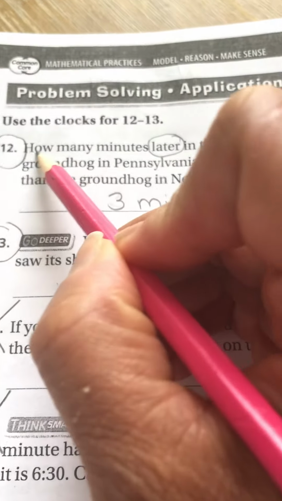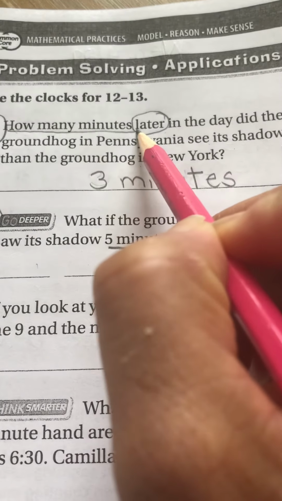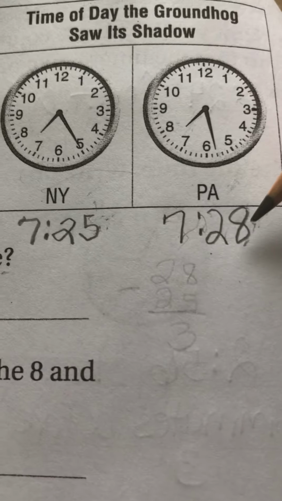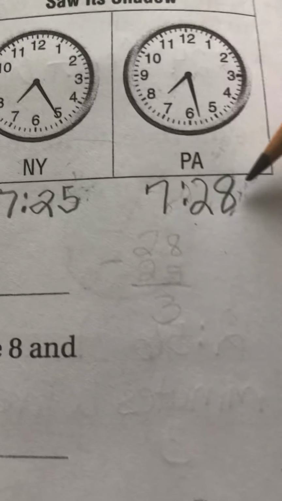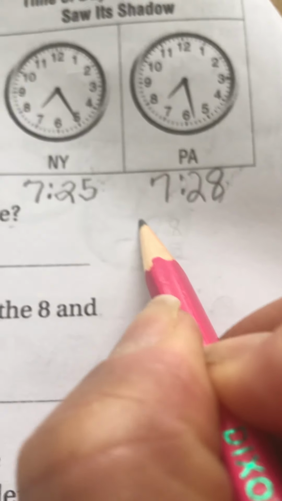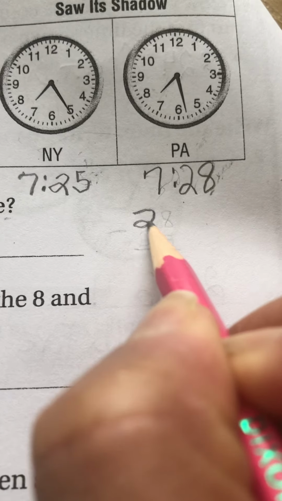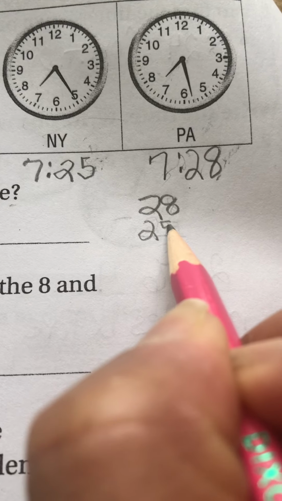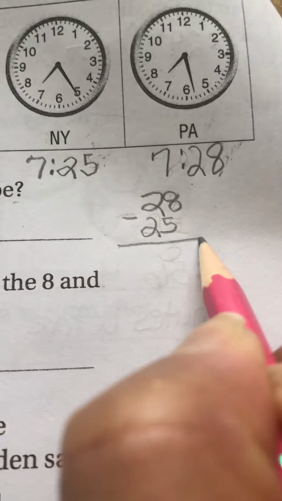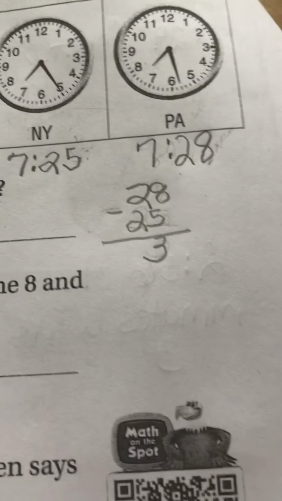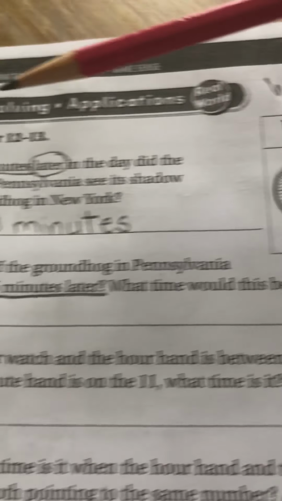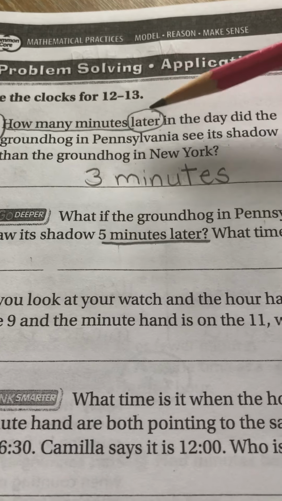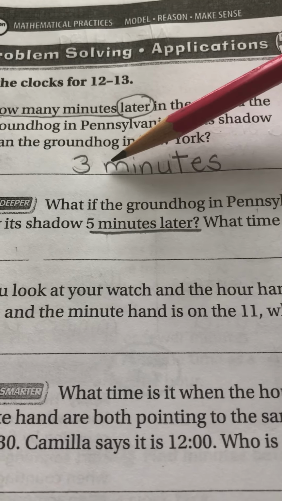So let me just underline that part too. This tells me that I have to subtract. So he saw his shadow at a later time in Pennsylvania, not too much later. So what I did, and it looks like I erased it, I'm just going to show it to you again. I'm going to show the difference between the minutes. He saw his shadow at 7:28, 28 minutes after 7 for Pennsylvania, and 25 minutes after 7 in New York. The difference between those minutes is 3. So that's how I got 3 as my answer that I put over here, because it's telling me to subtract, which I did. The difference between the times is 3 minutes.